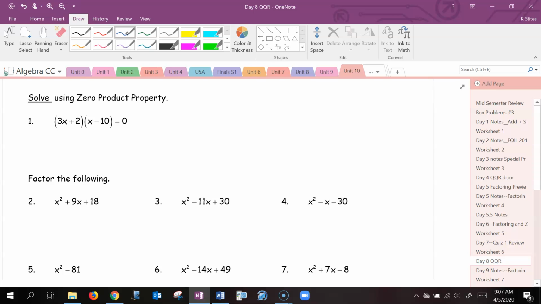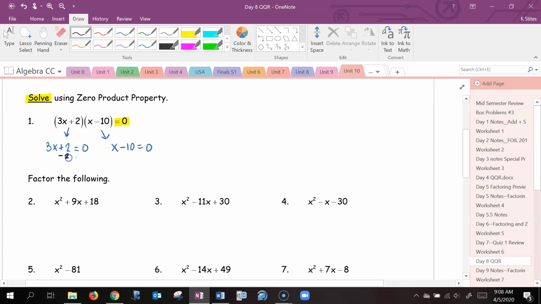Alright, so first thing we're going to do is solve using zero product property. Remember, this does not mean we're going to FOIL. FOIL is multiplying. Since the directions do say to solve, and since we also have an equal 0, this is where we'll be setting each piece equal to 0. Okay, and then we'll just solve each equation separately.